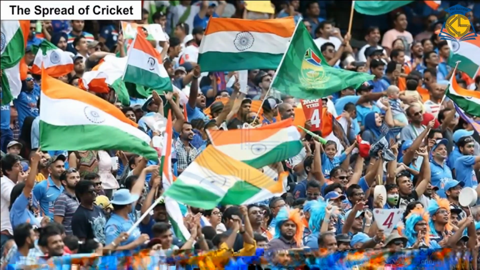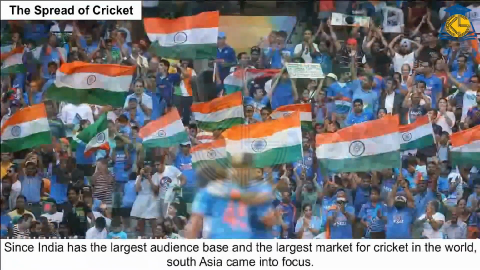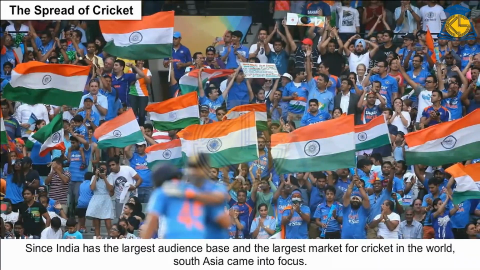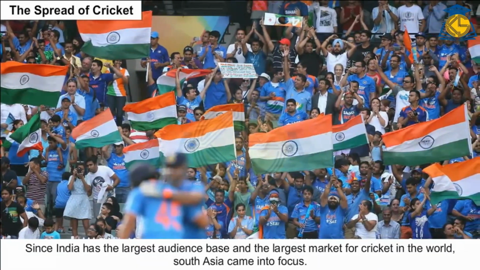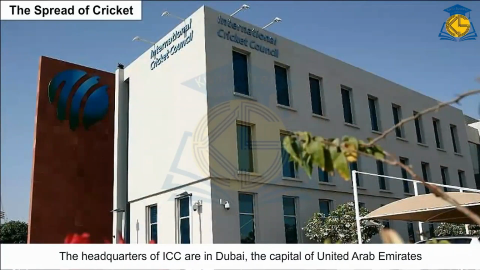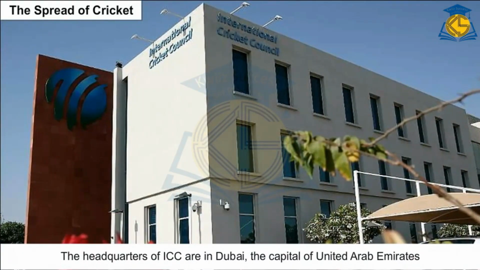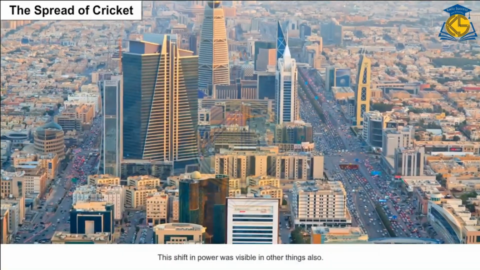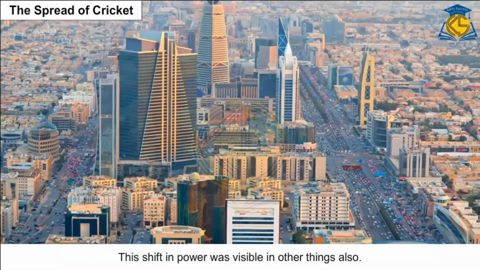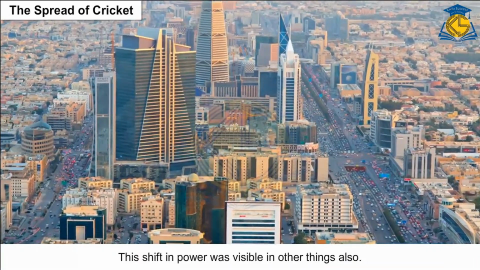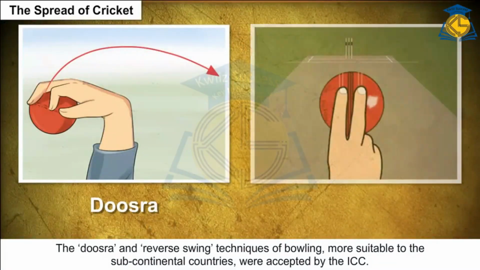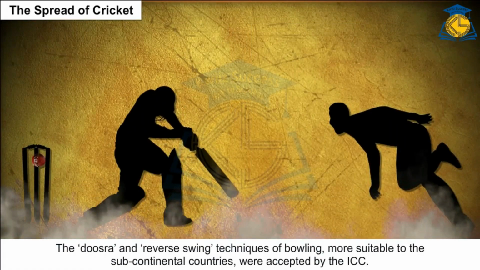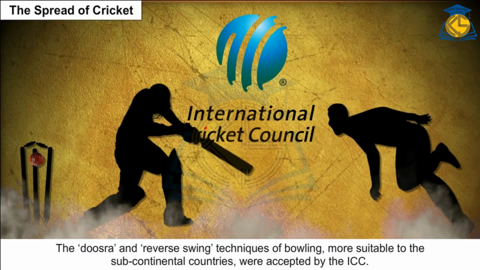The spread of cricket. Since India has the largest audience base and the largest market for cricket in the world, South Asia came into focus. The headquarters of ICC are in Dubai, the capital of United Arab Emirates. This shift in power was visible in other things also. The doosra and reverse swing techniques of bowling, more suitable to the subcontinental countries, were accepted by the ICC.